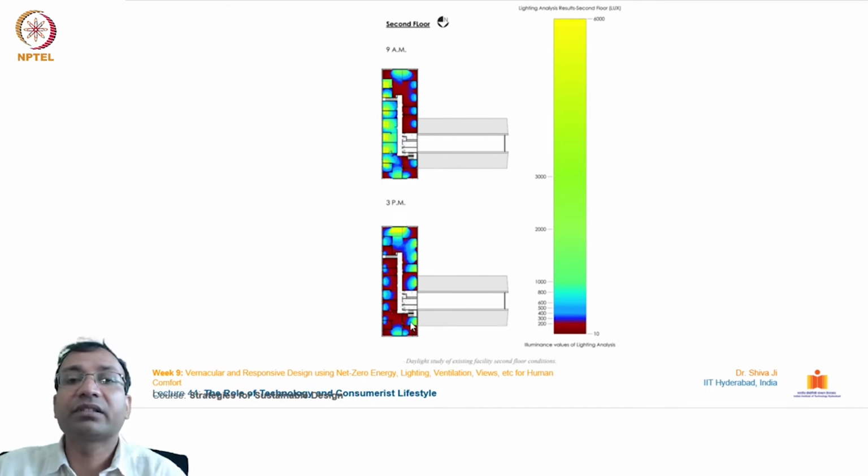So why is this kind of simulation and analysis important? Because it helps us understand how our building, how our design is going to behave once it is executed.